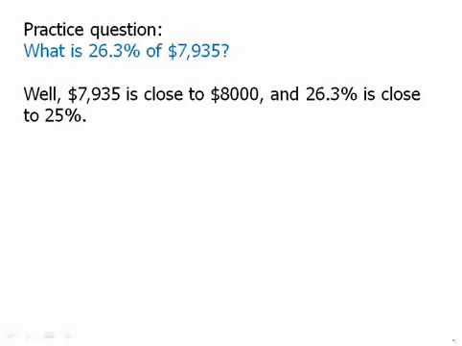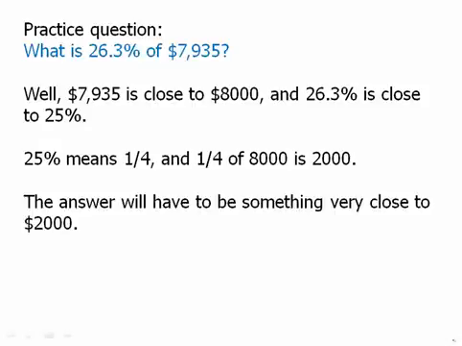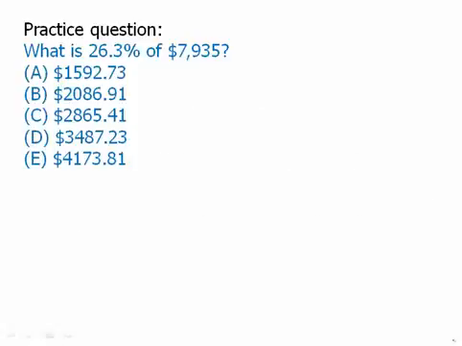So now all we need is 25% of 8,000. Well, you may remember 25% is a quarter. A quarter of 8,000 is 2,000. The answer will have to be something very close to 2,000. So we go back to here. Which answer is very close to 2,000? Well, of course, answer choice B.